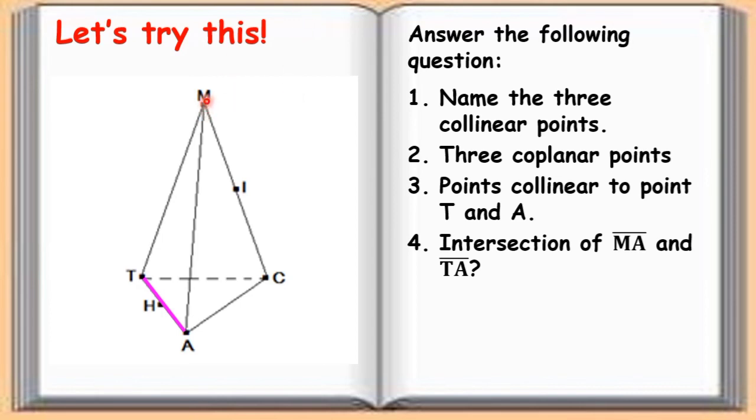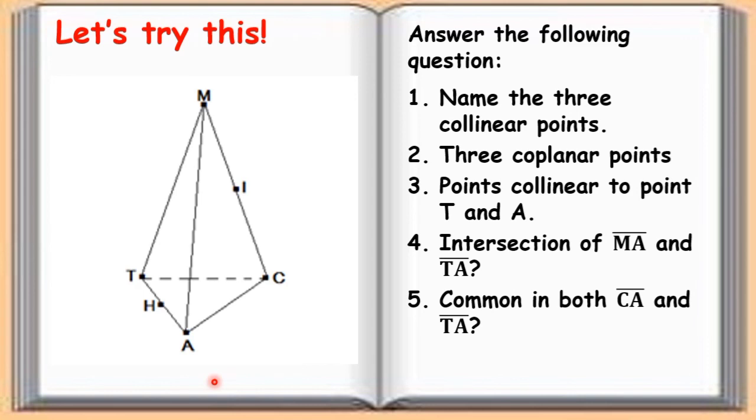Next, question number 4. Intersection of line segment MA and line segment TA. So, when we say intersection, ano yung kanilang common? Saan sila nagbanggaan? Saan sila nagkaroon ng common? Okay, so now, let's check. Ito yung MA. So, this one is MA and this one is TA. So, anong meron kay line segment MA na meron din kay line segment TA? So, the answer is point A. Okay? So, that is the intersection or yung common ni line segment MA and line segment TA.